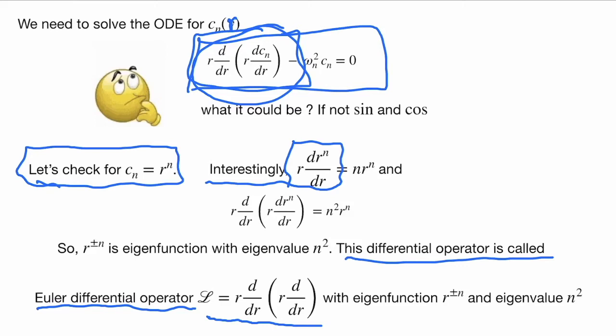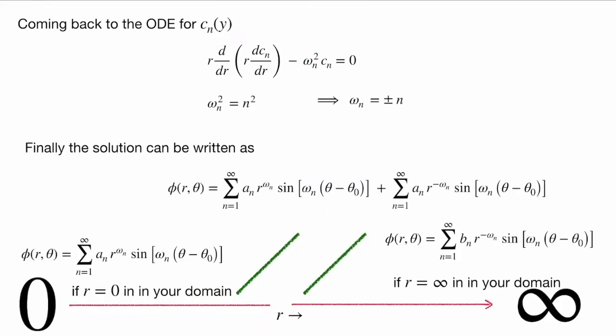Now basically we have solved the problem. We know the eigenfunctions of both differential operators. All we need to do is put it all together and then solve it. Now we can easily solve the ODE r d/dr (r dc_n/dr) minus omega square c_n is equal to 0. So once we substitute r to the power n, we get omega square is equal to n square, or omega is equal to plus or minus n.